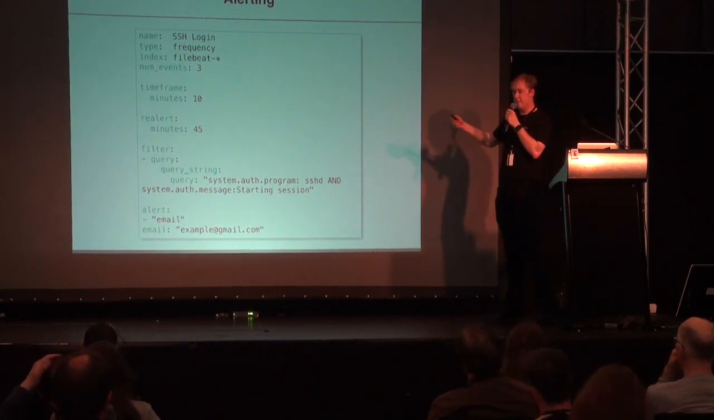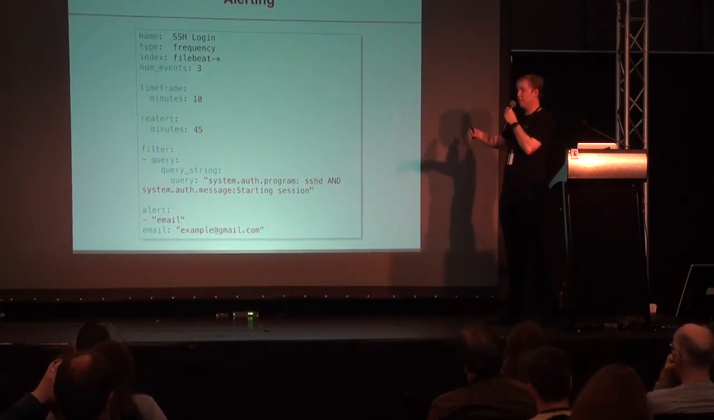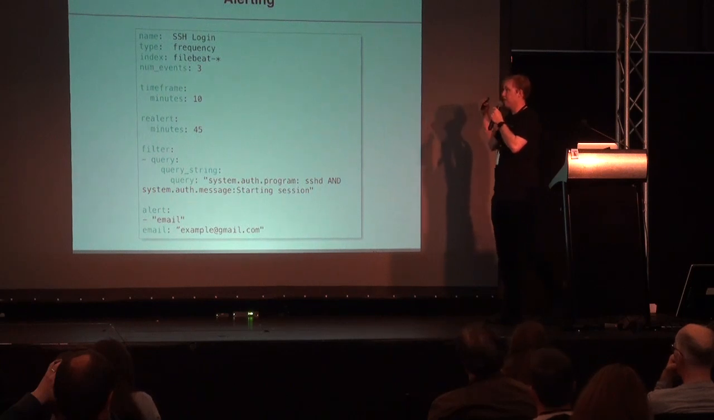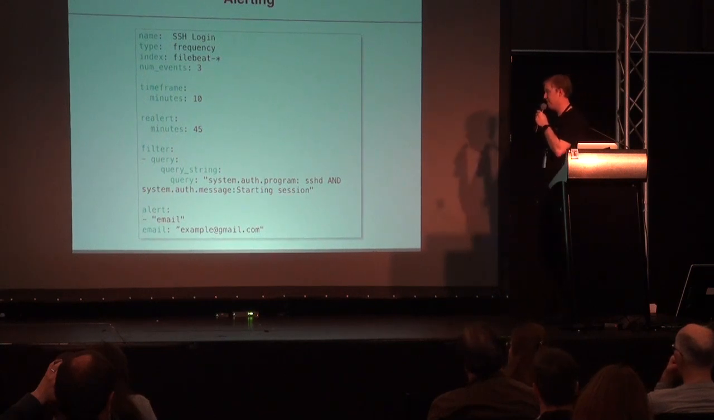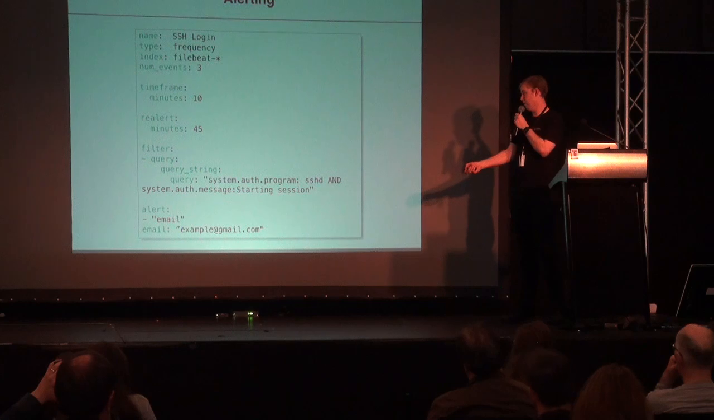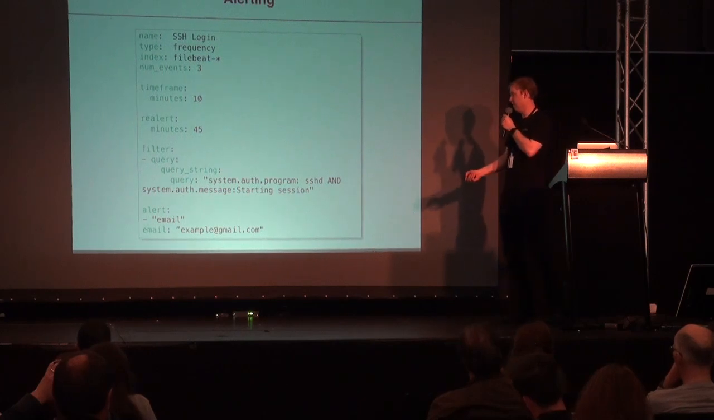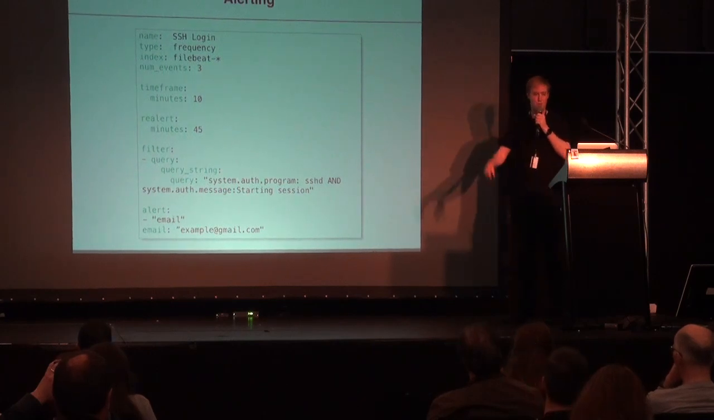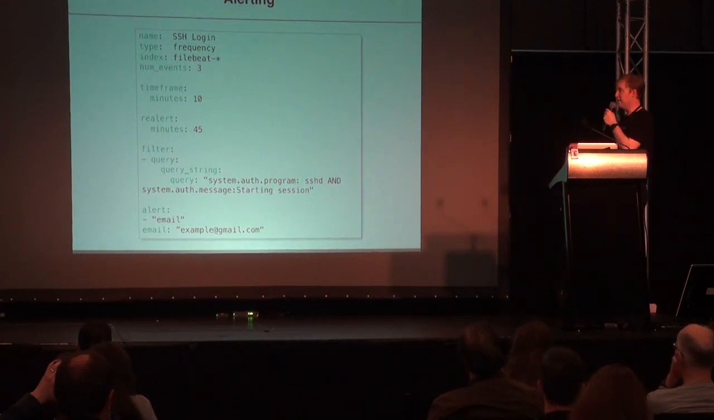In this case, again, the file format's very similar. We tell it to use a specific search index. If there's more than, in this case, 3 SSH login events across the entire environment in less than 10 minutes, then it's going to send me an email. We do that with a query string saying if it's SSH and it's starting a session, then send me an email.